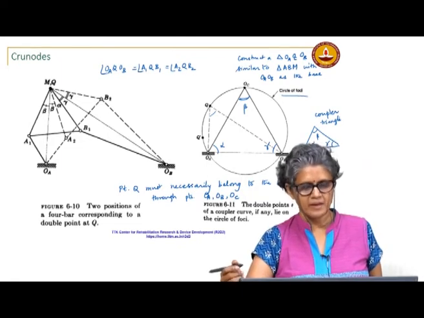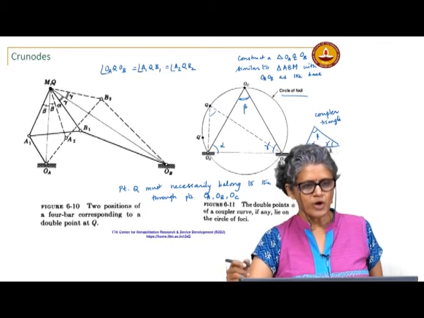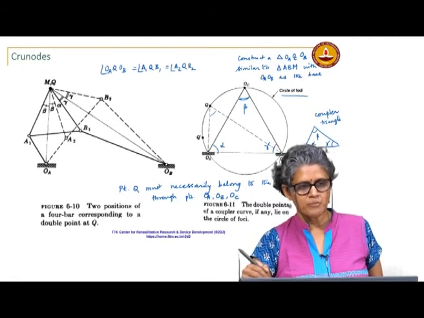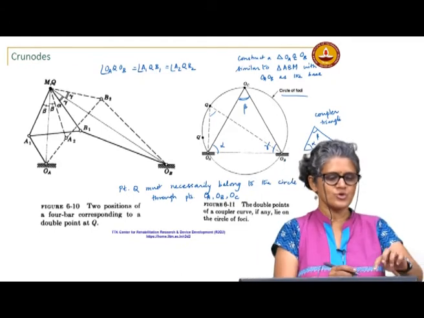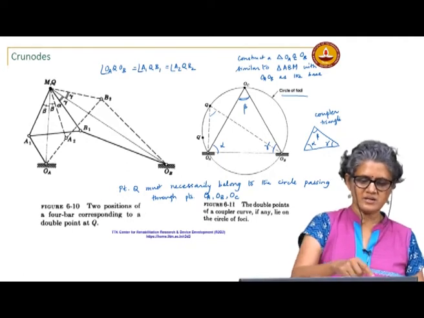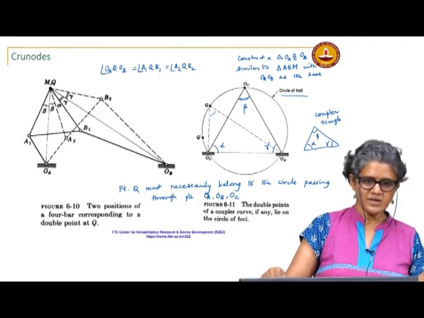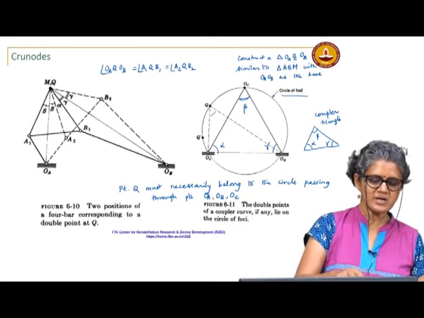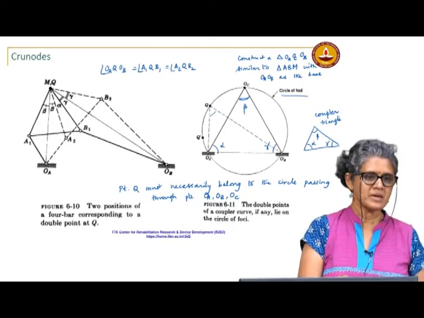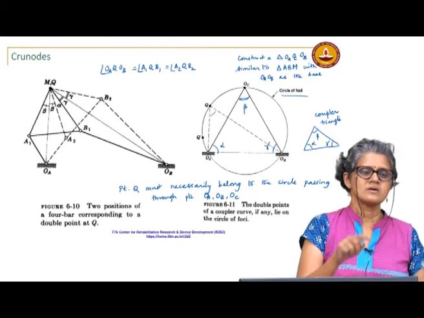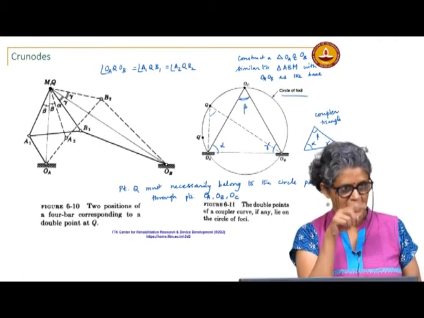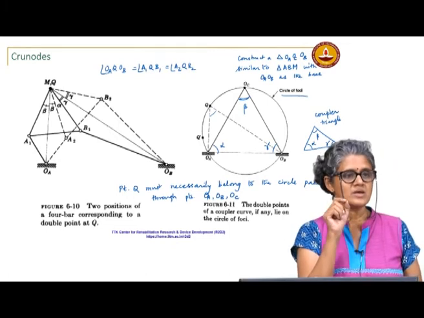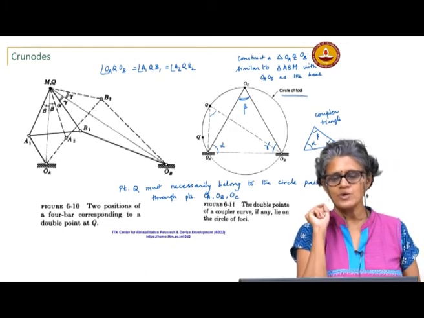Where that point M may have a double point is, you have the point M, you construct the circle of foci with OA, OB as base and similar to A1 M B1. If the coupler curve of that point M intersects this circle, you will have a crunode at that point.